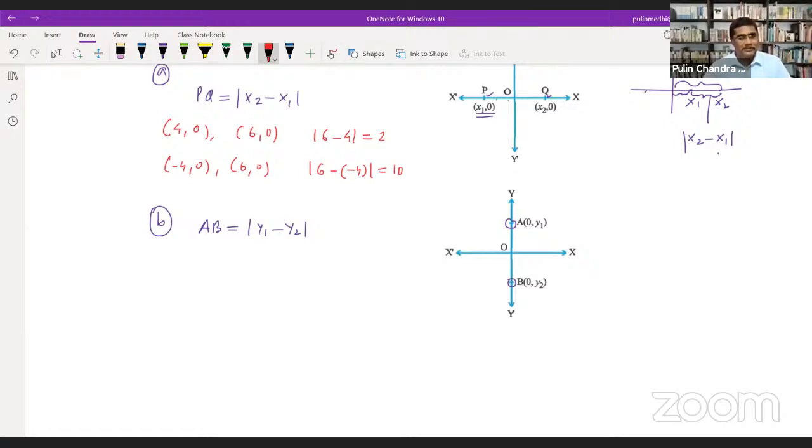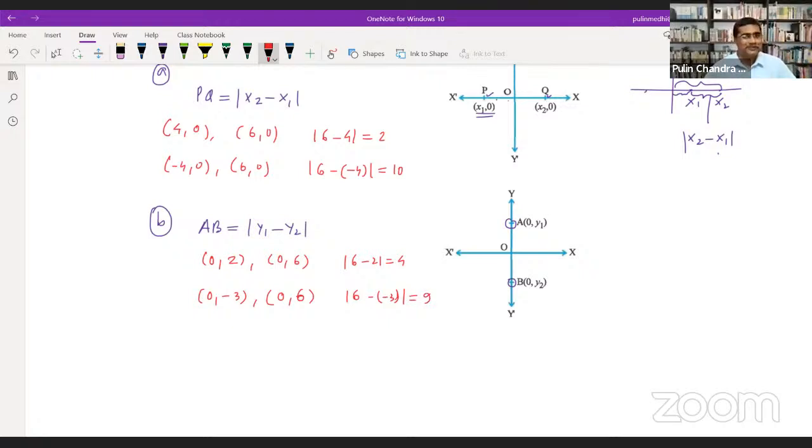In the very similar way, if somebody tells you that, okay, I have a point 0, 2 and 0, 6, then what is the distance? This will be 6 minus 2 units, that is 4 units. Or agar kisi ne bol diya ke I have these distances 0, say 6, then what will happen? Bigger minus smaller, then 9 units. Ek point to miss ho raha hai, kaun sa point?